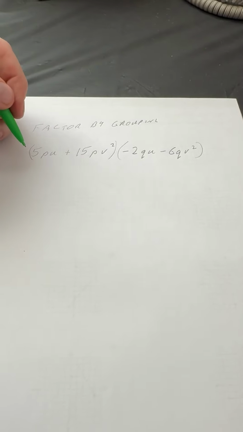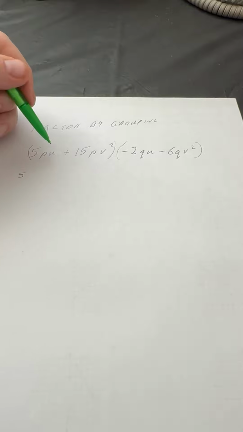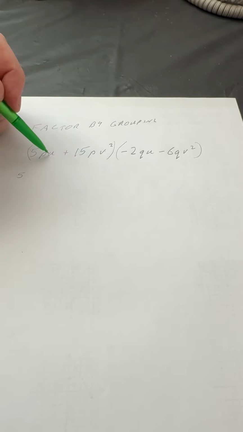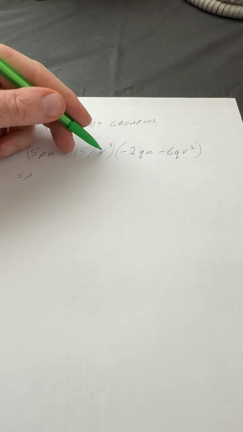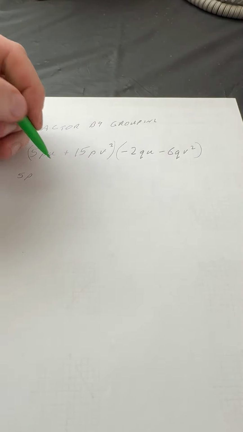And first, we're going to address them individually. So we're going to figure out what can come out of 5 and 15. And that's going to be 5, the highest number. Now we're going to look at any of the variables, and we see we have p in both of them. So we're going to pull the p out. And these two are different, so we're going to leave them alone. So we're going to leave them in the phrase.